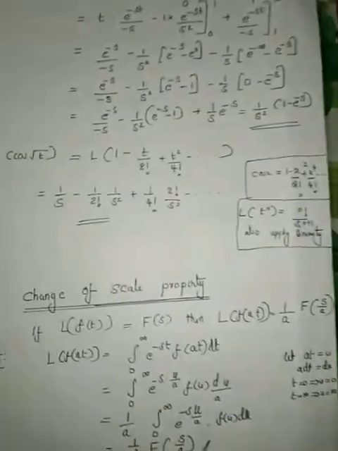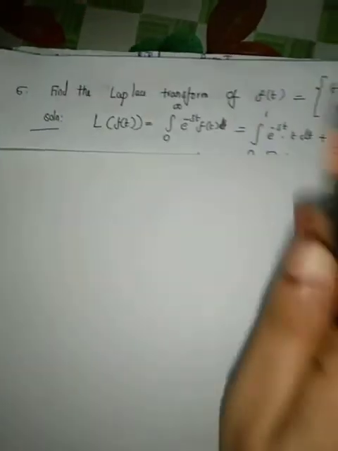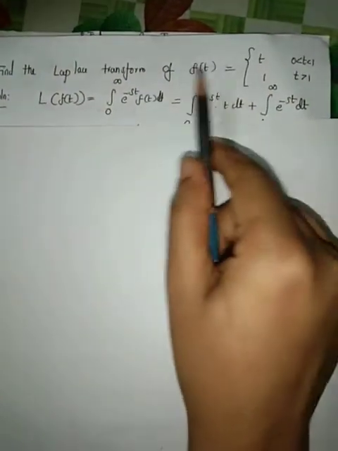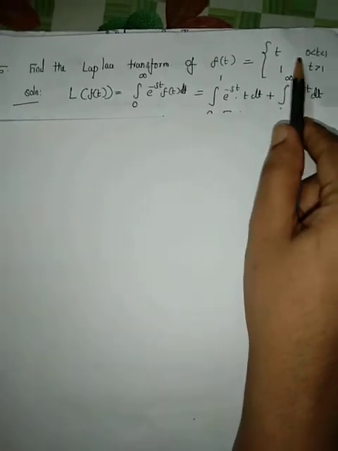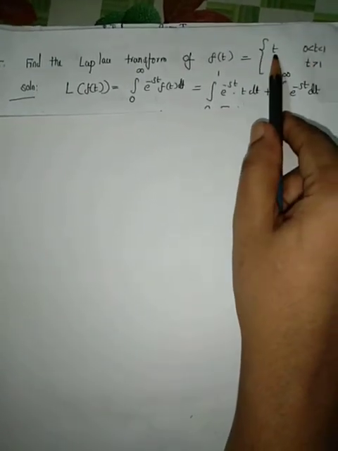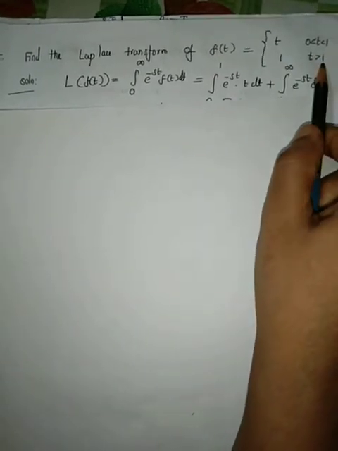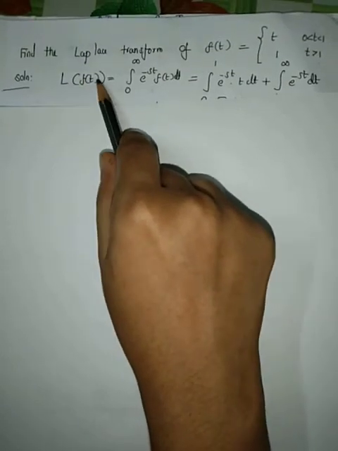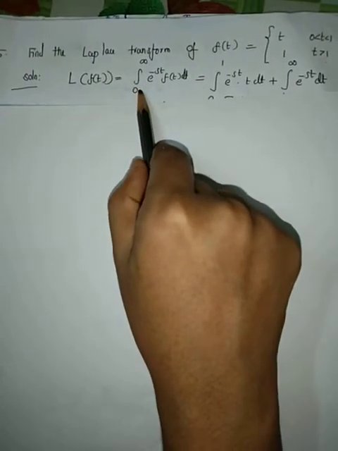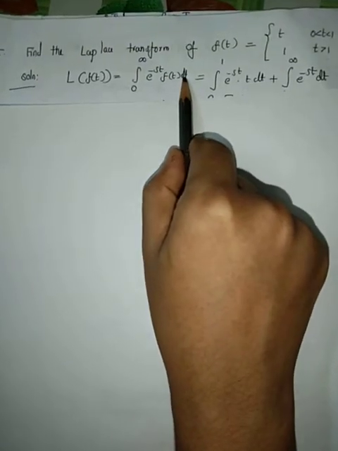Next is a general problem on Laplace transform. Here the function is given. Here the function f(t) is a discontinuous function. f(t) is equal to t when t is from 0 to 1, and 1 when t is greater than 1. So, using the standard formula, L{f(t)} is equal to the integral from 0 to infinity of e^(-st) f(t) dt.